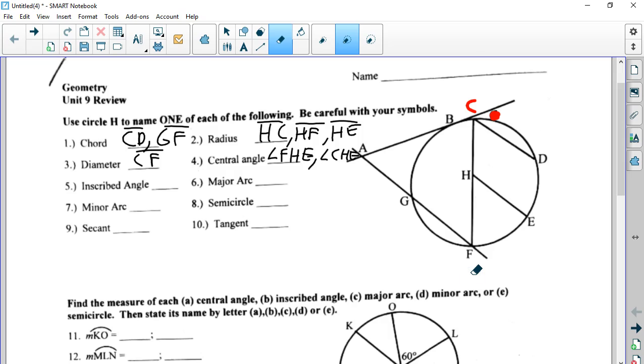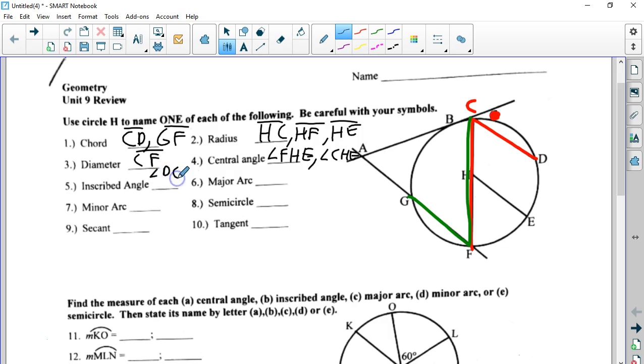Inscribed angle. An inscribed angle has all points on the circle. So that is an inscribed angle. DCF. Another one would be GFC. Those are both inscribed angles. And again, remember, you're going to put the angle mark, and DCF. And if you put FCD, that's okay. You could have also maybe seen this one, GFC, or CFG.